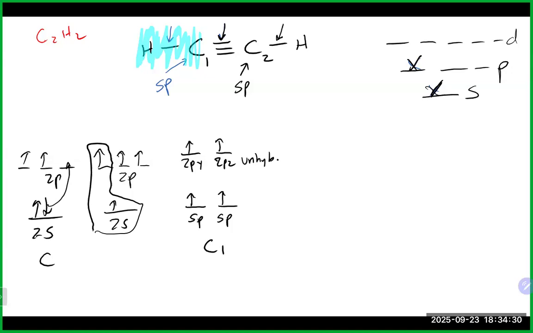And much like the other one, in this case, carbon number 2 happens to be the same. It's not always going to be that way, but in this case, it happens to be the same. So it will hybridize the exact same way. It will come up with 2 sp hybrid orbitals and 2 unhybridized p orbitals here, and that's going to be carbon number 2.